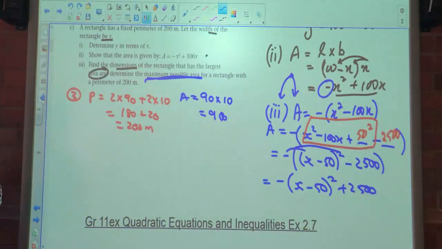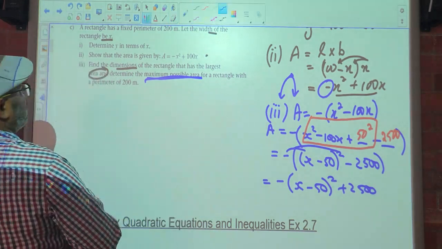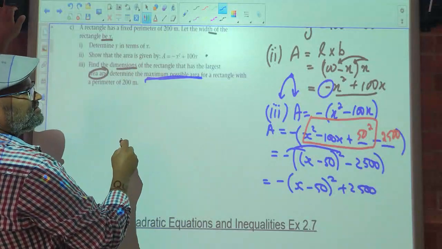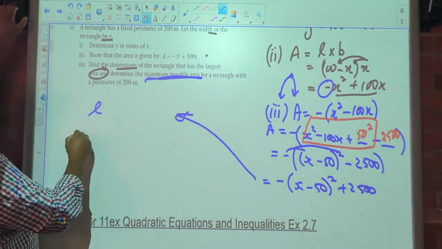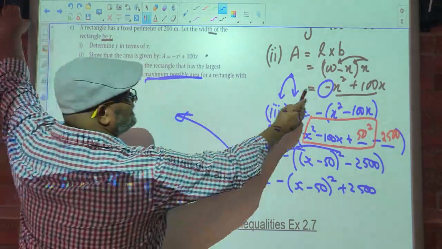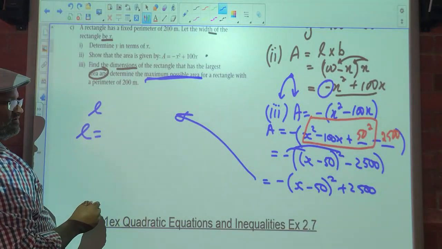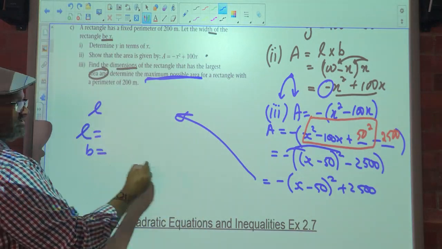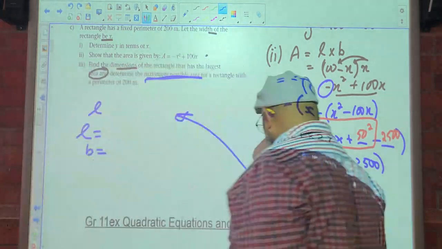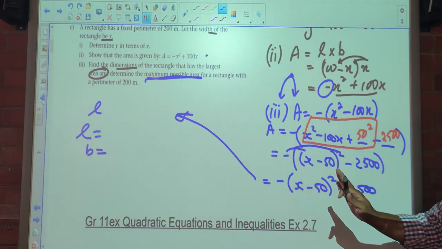Have you answered the question? No. What's the question? The question says find the dimensions. So what is the length? The length is going to be 100 minus x, not so? Yes, sir. So what is the x value here? The breadth is going to be? What was the breadth? Okay, now I think you guys are confused there.